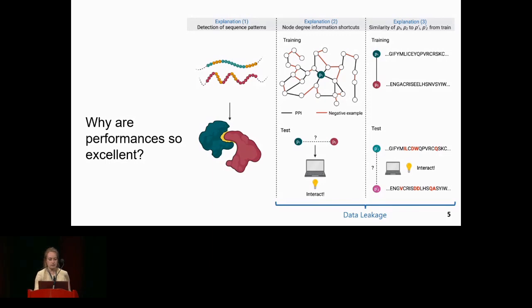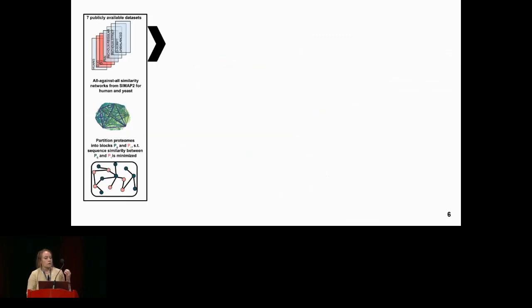We hypothesized that explanations 2 and 3 are the actual drivers of the high prediction accuracy due to the data leakage, and this is how we tested it. We took 7 publicly available, commonly used datasets. 2 of them were yeast and the other ones were human. Also, because we wanted to look at the sequence similarity issue, we downloaded all against all similarity networks from CMAP2 for human and yeast to split up the whole proteomes for human and yeast into 2 blocks, such that proteins from one block don't occur in the other block, and that the sequence similarity between the blocks is minimized.